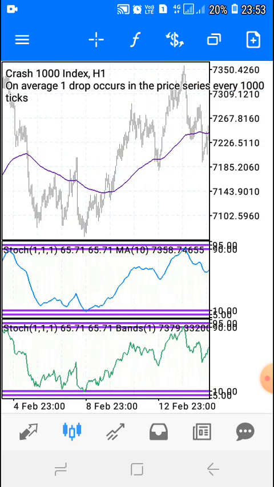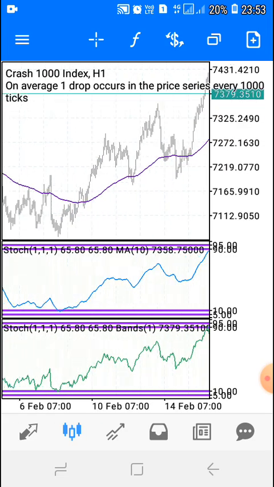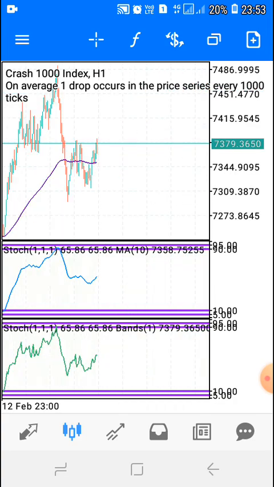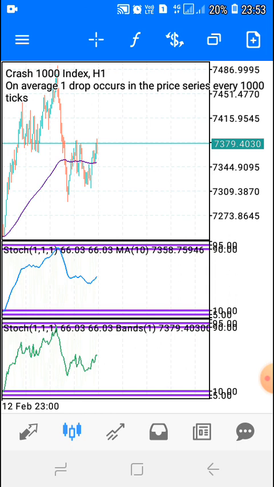So on Crash 1000, what we can see is that the market has been moving in an uptrend for the past few weeks or days, right? So check this out. If you see something like this, you stay out of the market, because if you take a trade on Crash 1000, you might end up blowing your account, and I don't want that to happen to you guys. That's why I'm showing you the whole strategy.